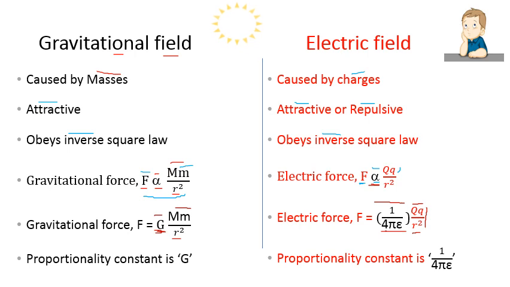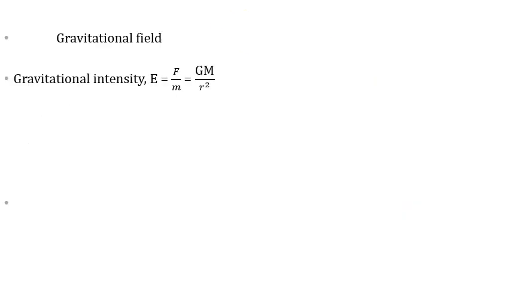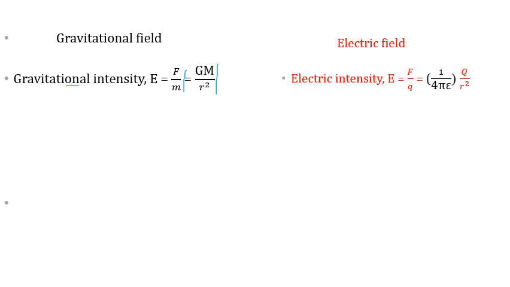It is the same. In the gravitational field, the gravitational intensity is given by force per unit mass. That's why we wrote this formula. While in the electric field also, the electric intensity is force per unit, tell me, force per unit charge. So again, this G you have to replace by 1 upon 4 pi epsilon. Capital M you have to replace by capital Q and R square is as it is. Means again by analogy you can write down this formula.